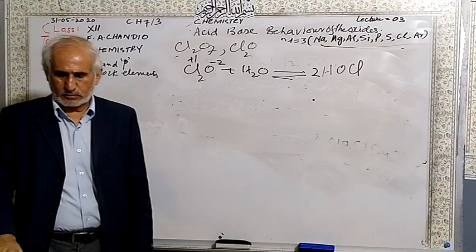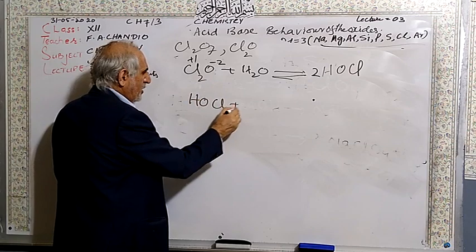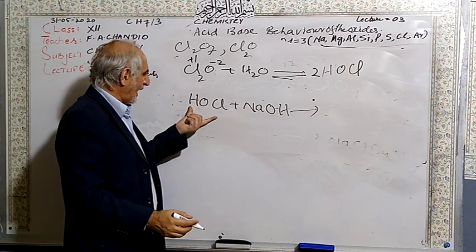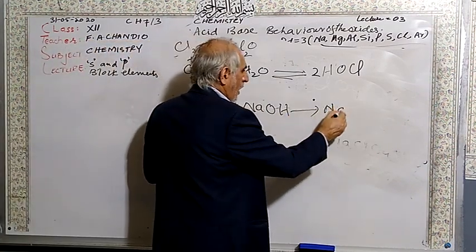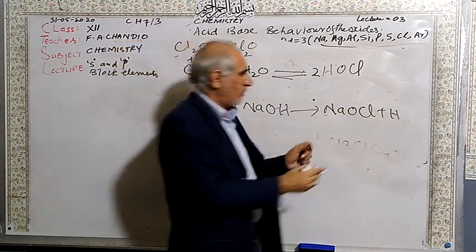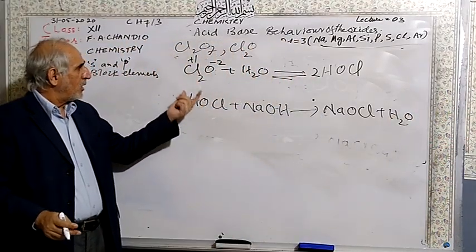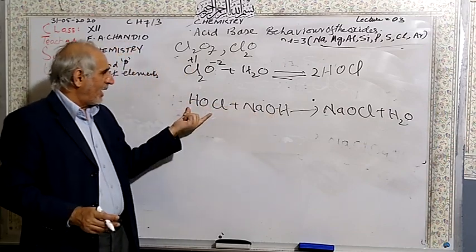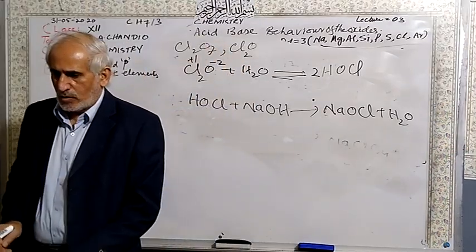Hypochlorous acid dissolves in sodium hydroxide because this is the acid and this is the base. So you will get sodium hypochlorite plus water. Sodium hypochlorite is a salt, sodium hydroxide is the alkali base, and hypochlorous acid, you will get salt and water.